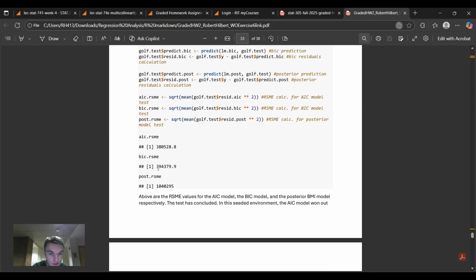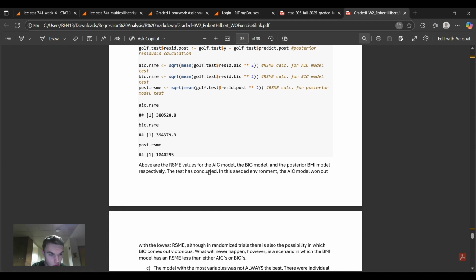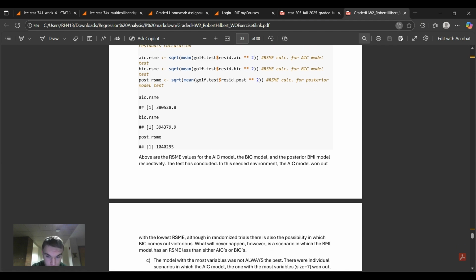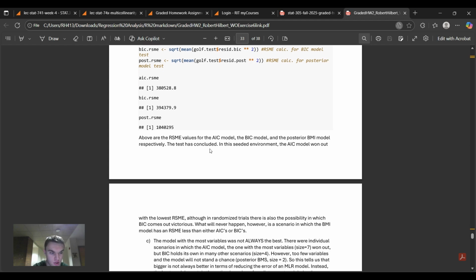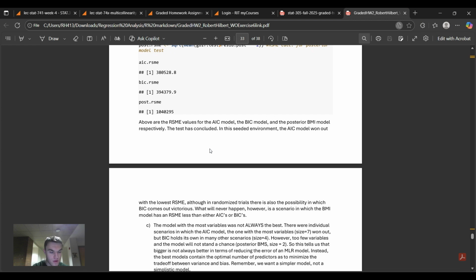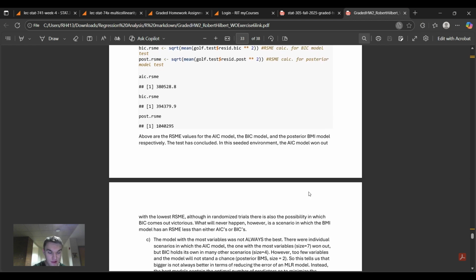Again, sometimes BIC was lower running multiple different trials. But that's why you have to keep an eye out. If you just ran with that, you would be in big trouble if you were to present these as definitive conclusions.